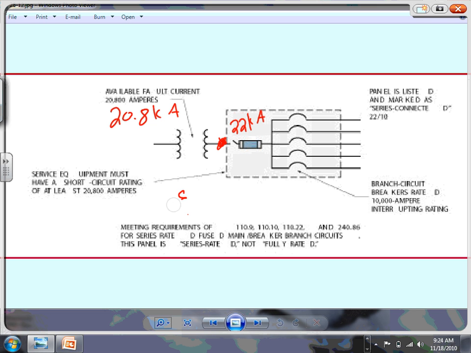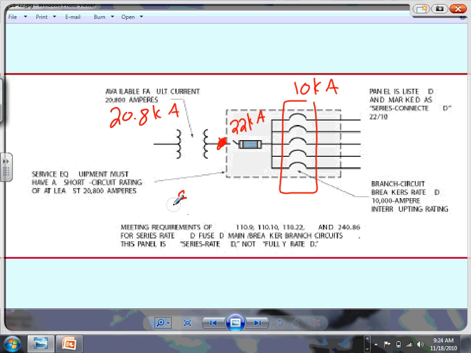Brooks, is that good? I rated my main to handle the available short circuit, the big boy, the main. Now the downstream ones, guys, if they're series rated, it means the manufacturer will rate the main to work with the feeders downstream to work together to interrupt the short circuit. This is how it goes. Then all these I can go and rate them for 10 kilo amp.